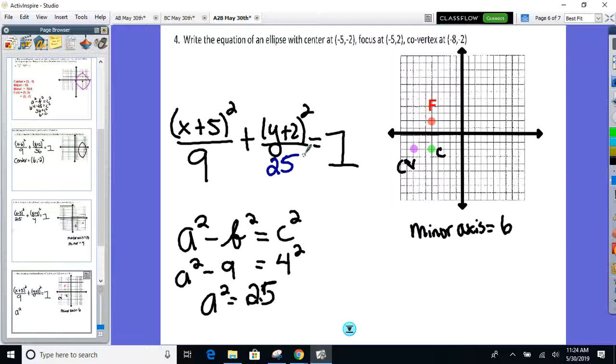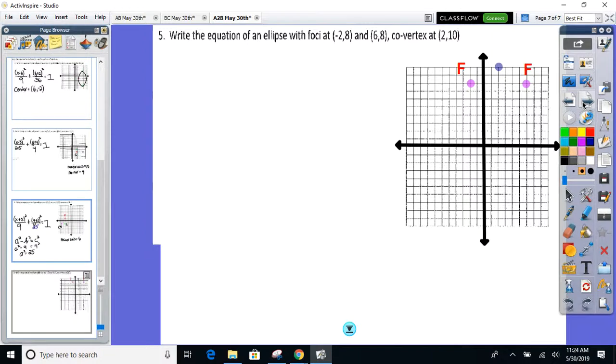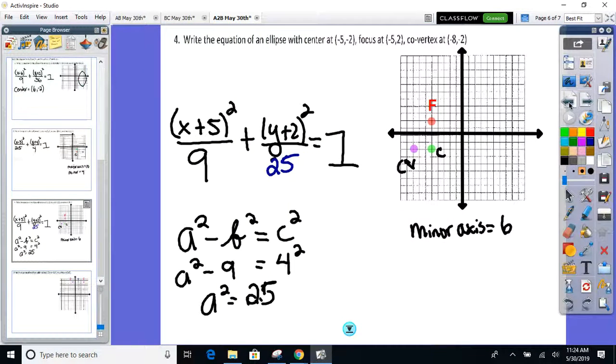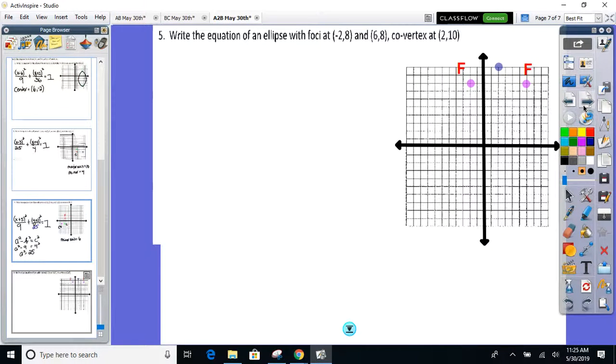Ask away here, anything before we get to this next one. Do I want to see you do this one on your own? Yeah, sorry, there was a question. I don't know, did it say to? It didn't say to graph it, so this is just for you guys to use. All right, last one, kids. Here we go. Now I'll give you both foci and a co-vertex. We got this.